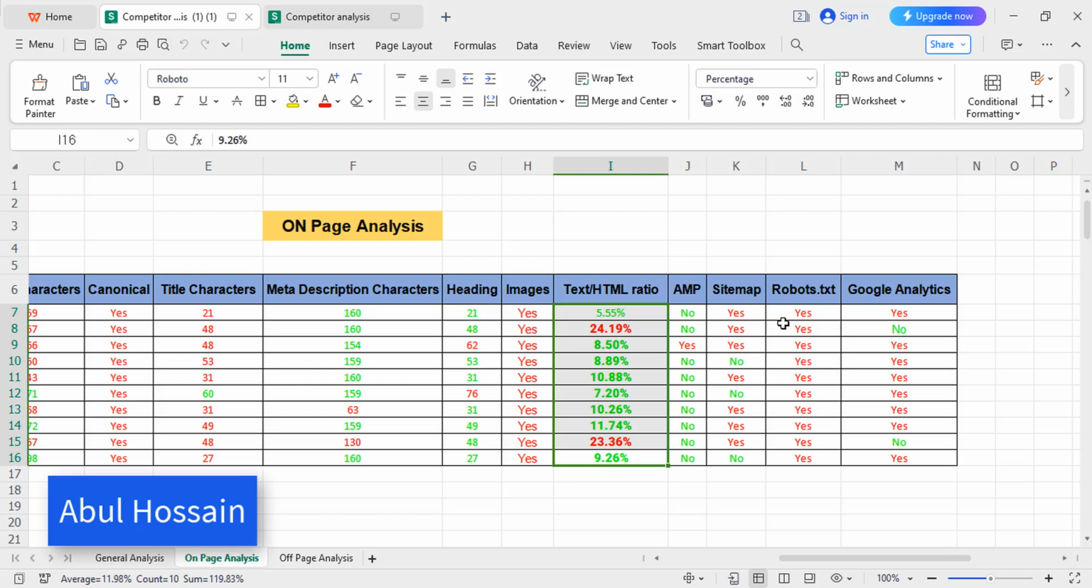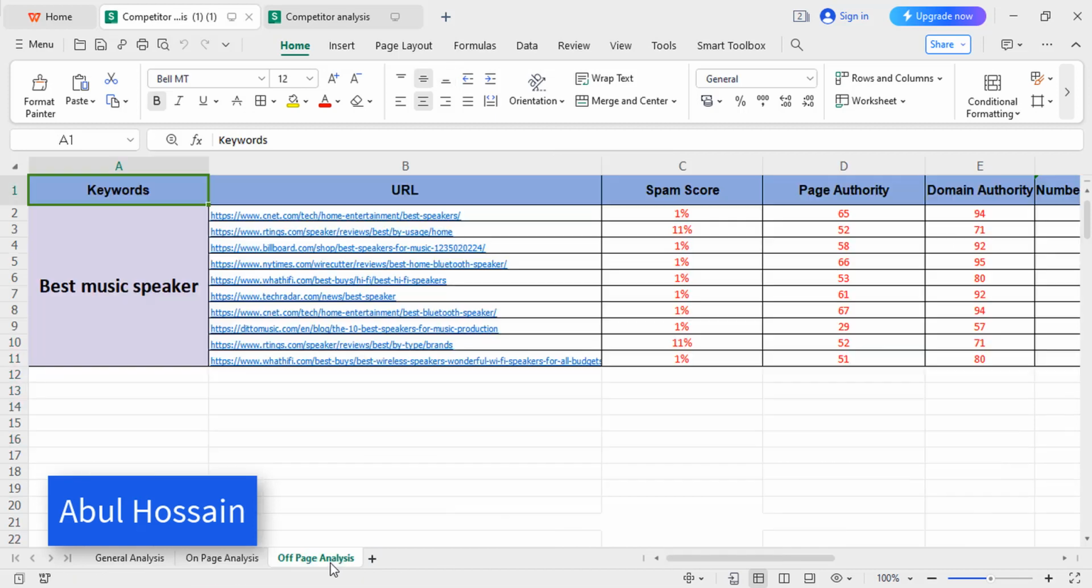Now, sitemap, well, I would say 50-50. Some of them have sitemap, some of them did not, which is good for us. Robots.txt, all of them have it, so it's bad for us, good for them. Whether or not they're using analytics to measure their performance, and most of them are using Google Analytics. So next is off-page optimization.